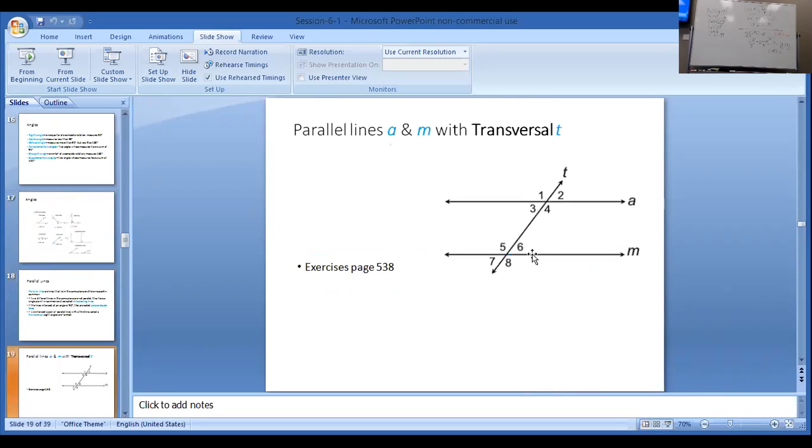We have line A and line M. They are parallel; they don't have any points in common. Line T cuts through both of them. It's a transversal line, and it produces 8 different angles. The key to remember is that the angles that are opposite of one another are equal. Angle 1 is equal to angle 4. 5 is equal to 8. 6 is equal to 7. Also, 1 is equal to 5. And that helps in lots of exercises.